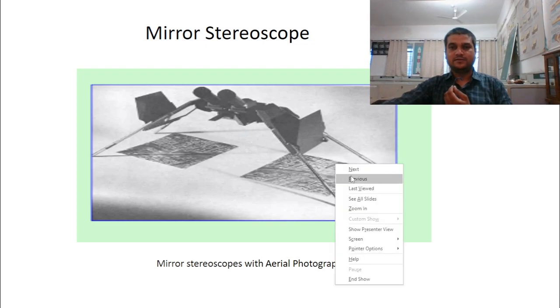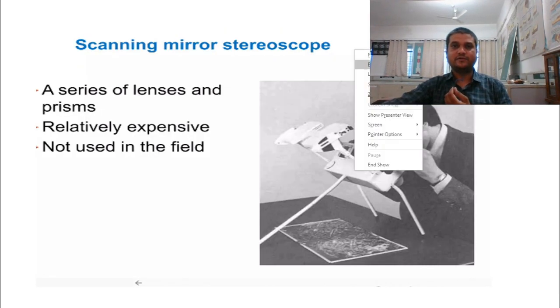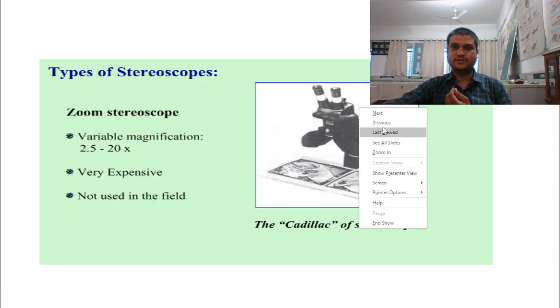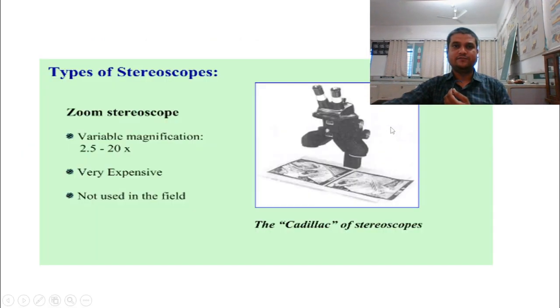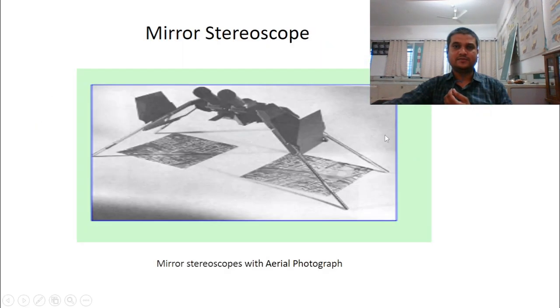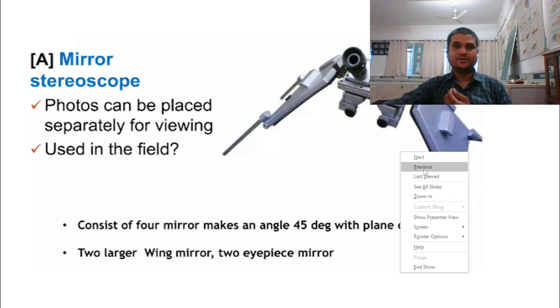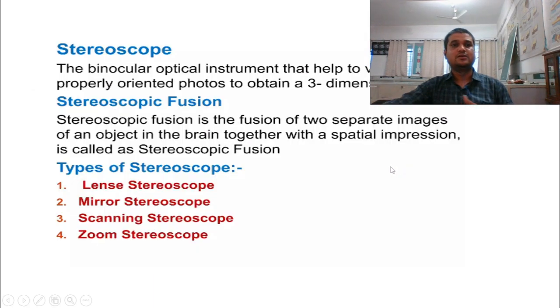Okay. This is the best use of the stereoscope, to see the image. So here there are four types: the simple stereoscope, the mirror stereoscope, the scanning stereoscope, and the zoom stereoscope. That is the use of the stereoscope to see the image in a three-dimensional model. This is the best use for that. It is easy to handle and easy to see. Okay. The lens and mirror stereoscopes are used with film, while the scanning and zoom stereoscopes are not used. Okay.